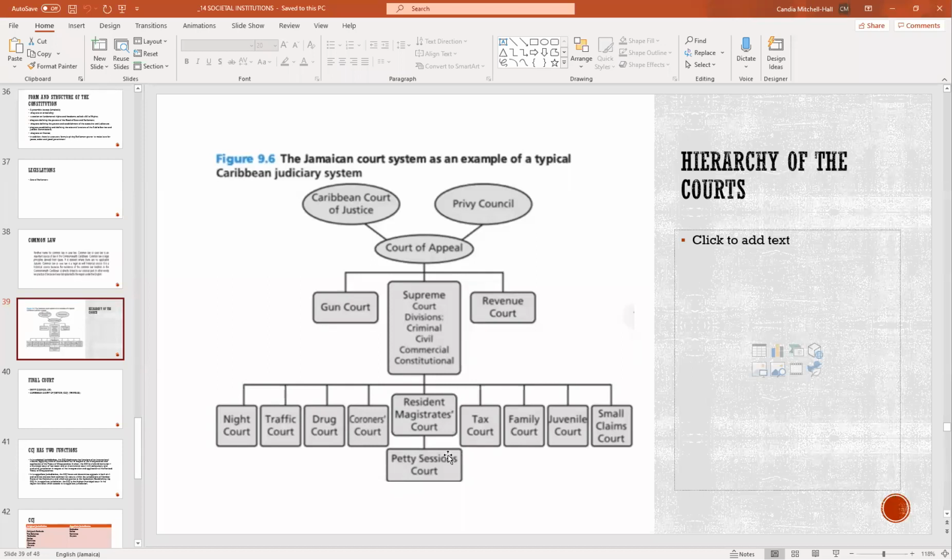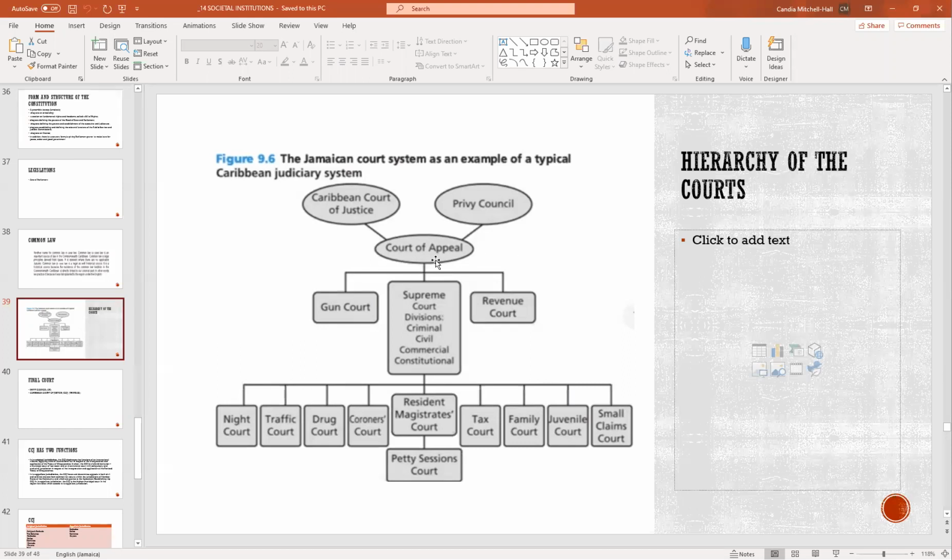You're not paying your taxes, same thing. You go to the tax court. Family issues, you go to the family court. Juvenile children under 18, well, adults is 18, 17 and below, given problem, parents cannot control them or they commit a crime, they go to the juvenile court. We have the drug court that deal with drugs offenses, traffic court that deal with traffic offenses. Then after that, we have the Supreme Court, and on the same level of the Supreme Court is the gun court. So if you have gun-related crime, that's where this is tried. Same thing with the revenue court. You owe some money, you move from here to the revenue court.